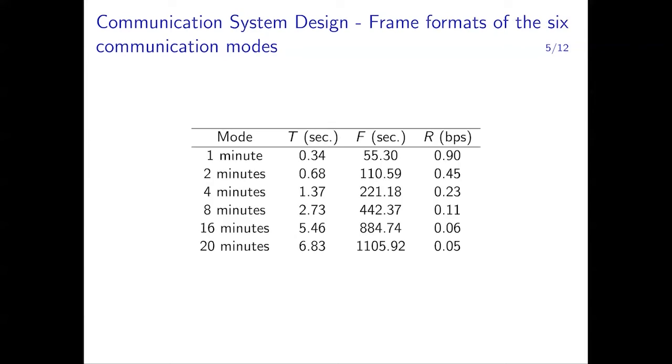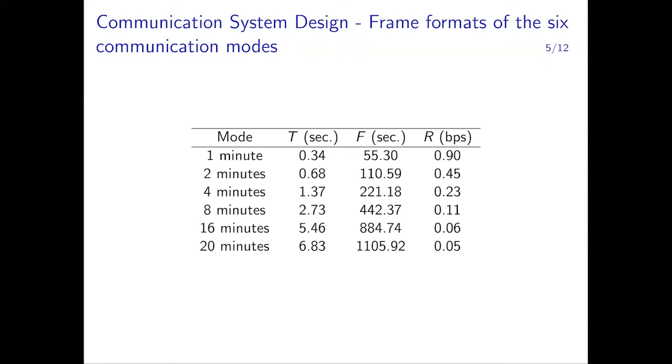Now, very recently, building on this frame format, we have defined 6 modes of communication. And they are listed here in this table in the first column. So it goes from the 1 minute to the 20 minute. And you will soon understand why we call them 1 to 20 minutes. Second column, we have the symbol interval. Third column, we have the frame length in seconds. And fourth column, we have the effective data rate in bits per second.